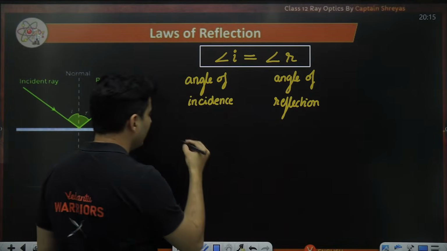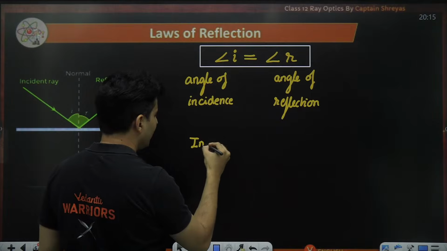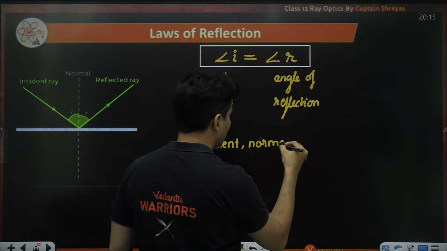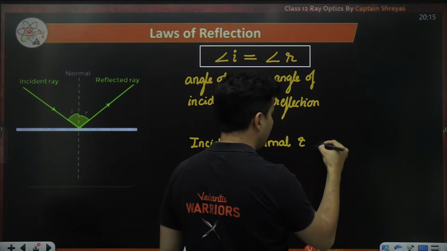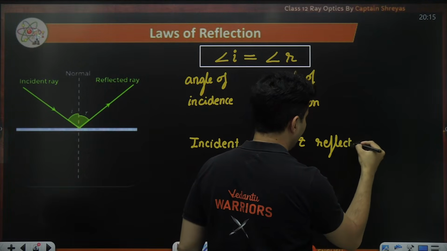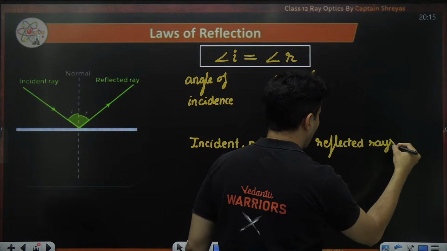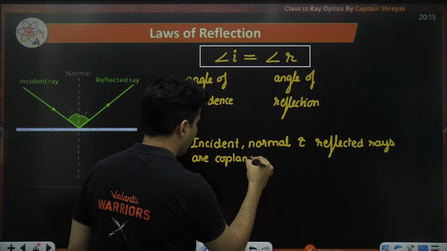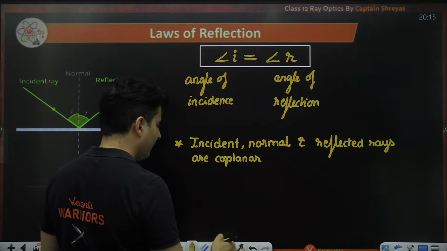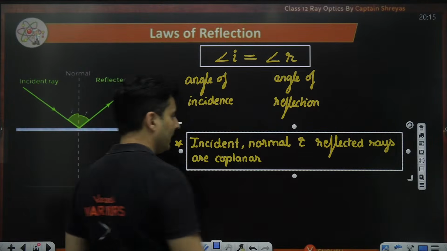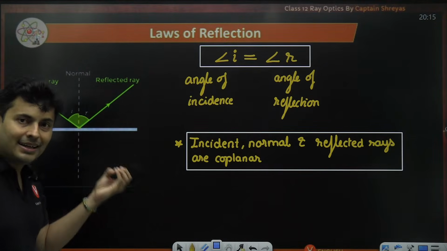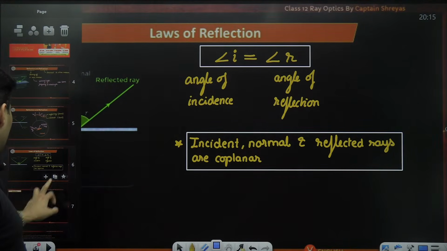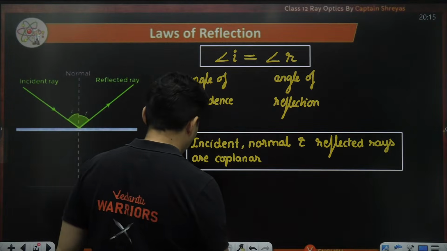So this is also very important. This was the first law. So the incident, the normal, and the reflected rays are coplanar. This is also a very important law. Keep this in mind. Now we define something called the angle of deviation. From this, we also define something called the angle of deviation.